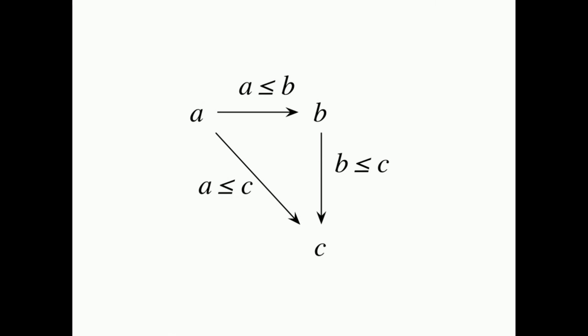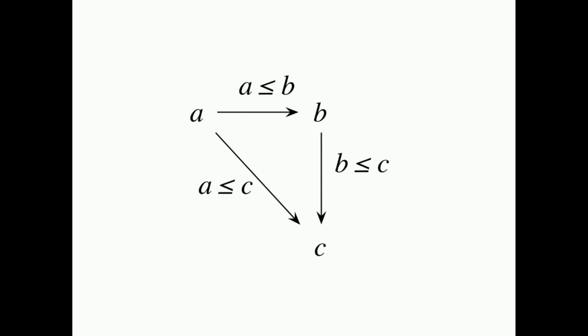So every object in this category is an integer. And there's an arrow from the integer a to the integer b exactly when a is less than or equal to b. And then there's a composite arrow. So if a is less than or equal to b and b is less than or equal to c, there's a composite arrow from a to c because a is then less than or equal to c, right?